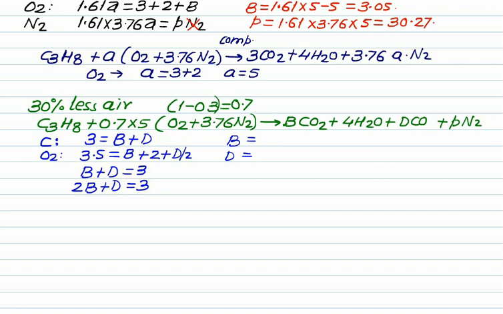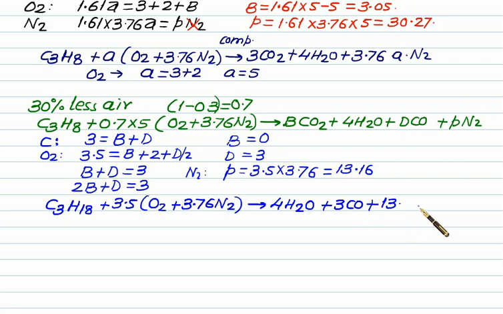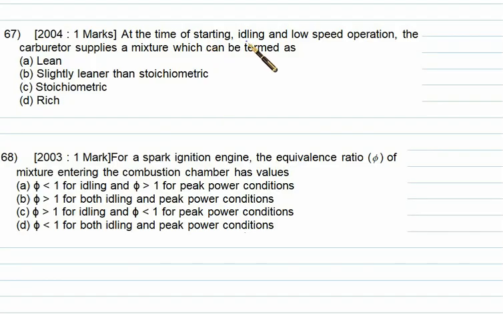Whenever we have less air, carbon partially burns to carbon monoxide, and P is equal to 3.5 into 3.76, which is 13.16. The final reaction is C3H8 plus 3.5 times O2 plus 3.76 times N2. Since here B is equal to 0, we will not write CO2, we will only write 4 times H2O. We have 3 times CO plus 13.16 N2. At starting, idling and low-speed operation, the carburetor will always supply a rich mixture.